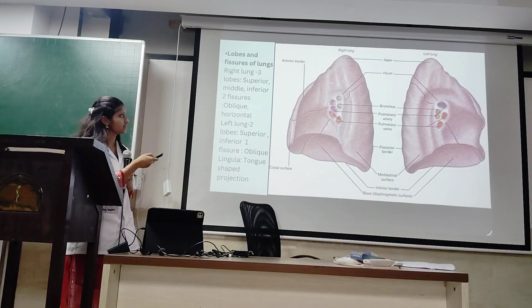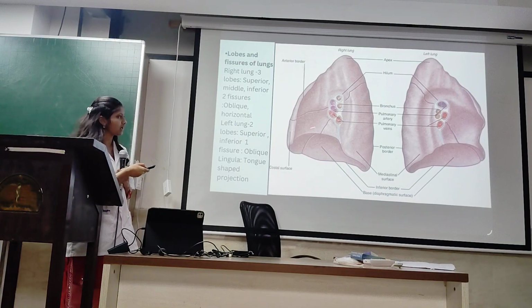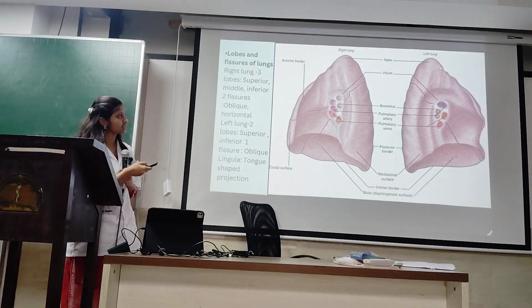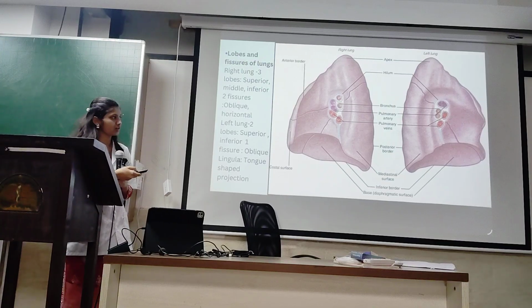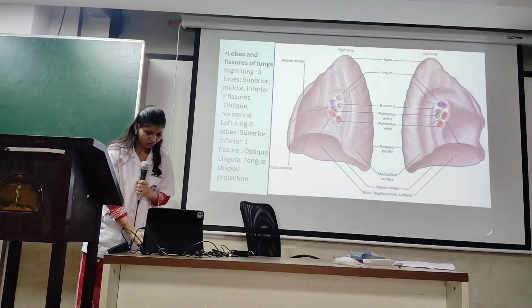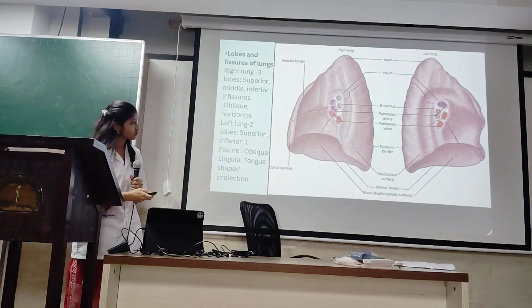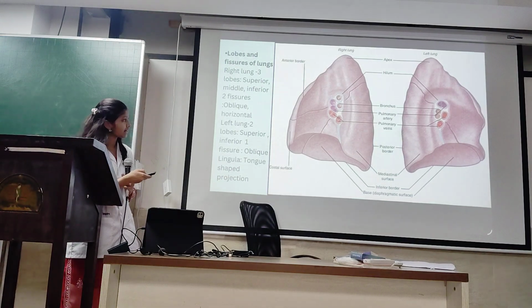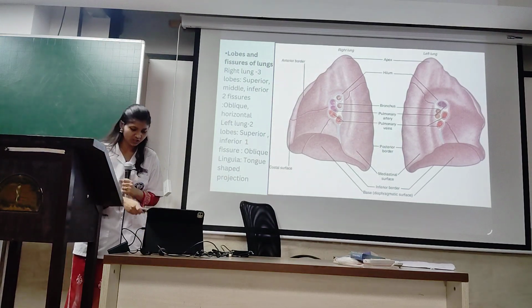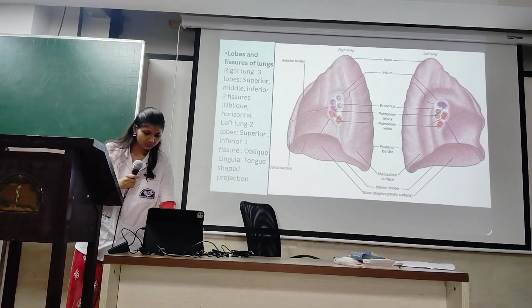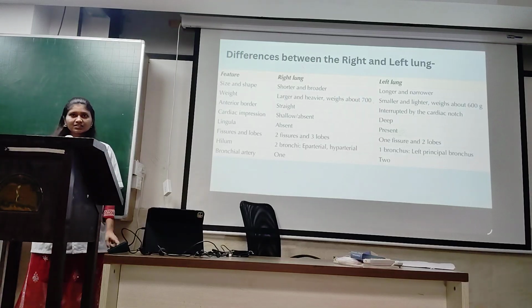The right lung has the superior, the middle, and the inferior lobe, and the left lung has the superior and inferior lobe. Before concluding, the left lung also has a lingula, which is anatomically homologous to the middle lobe of the right lung. Let's see the differences between the left and the right lung.